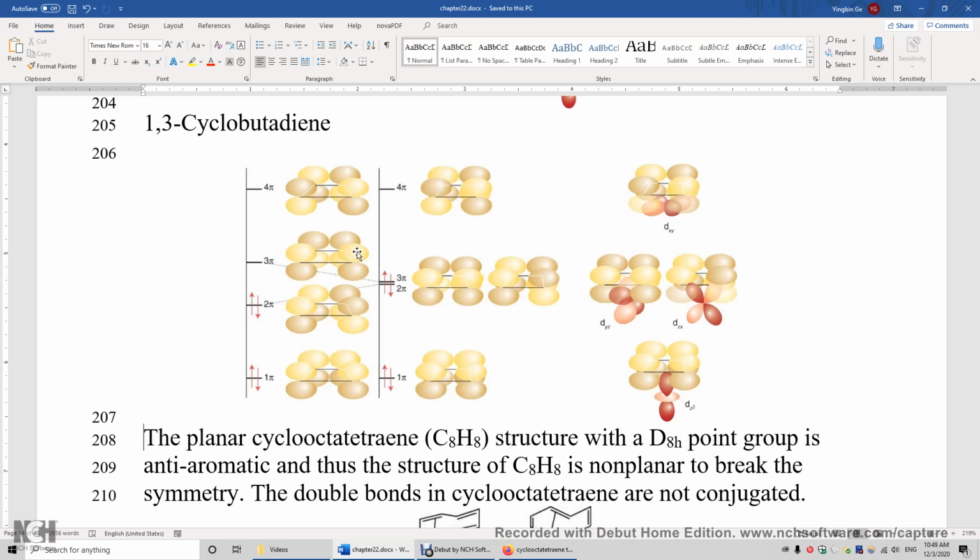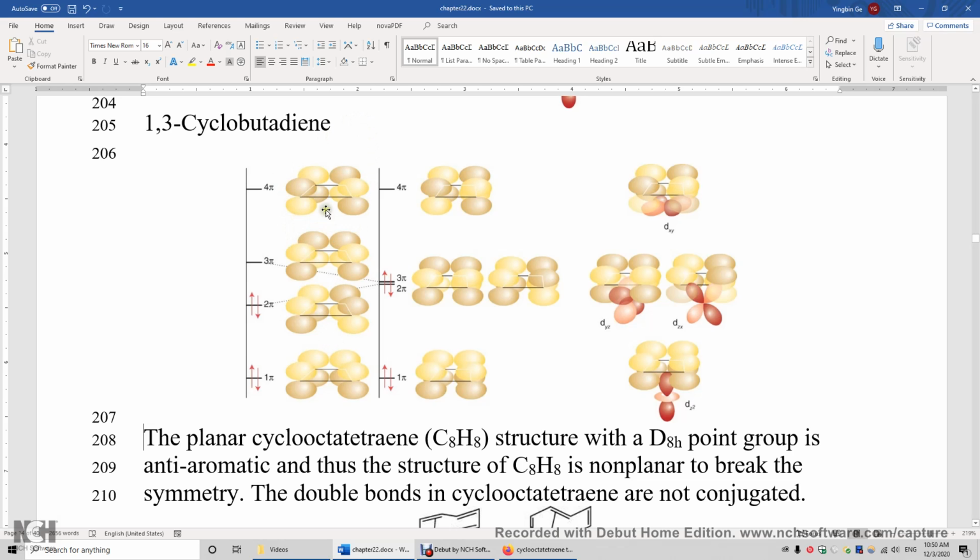So if you have C3H3 plus, it's aromatic as well. If you have, for example, C5H5 minus with 2 double bonds and 1 CH minus anion, then it's also aromatic. So now let's get back to this.